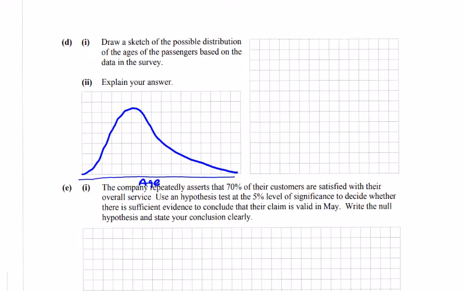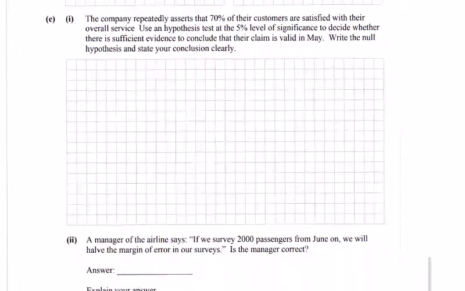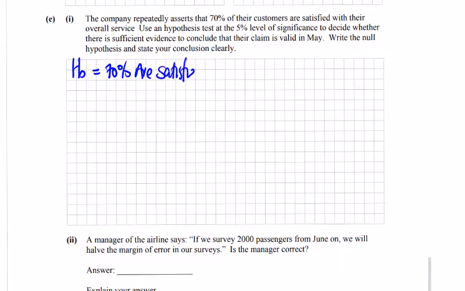The company repeatedly asserts that 70% of their customers are satisfied with their overall services. Use a hypothesis test to decide whether there's sufficient evidence to conclude that their claim is valid. So my hypothesis test, H0, 70% are satisfied, and H1, 70% not satisfied.